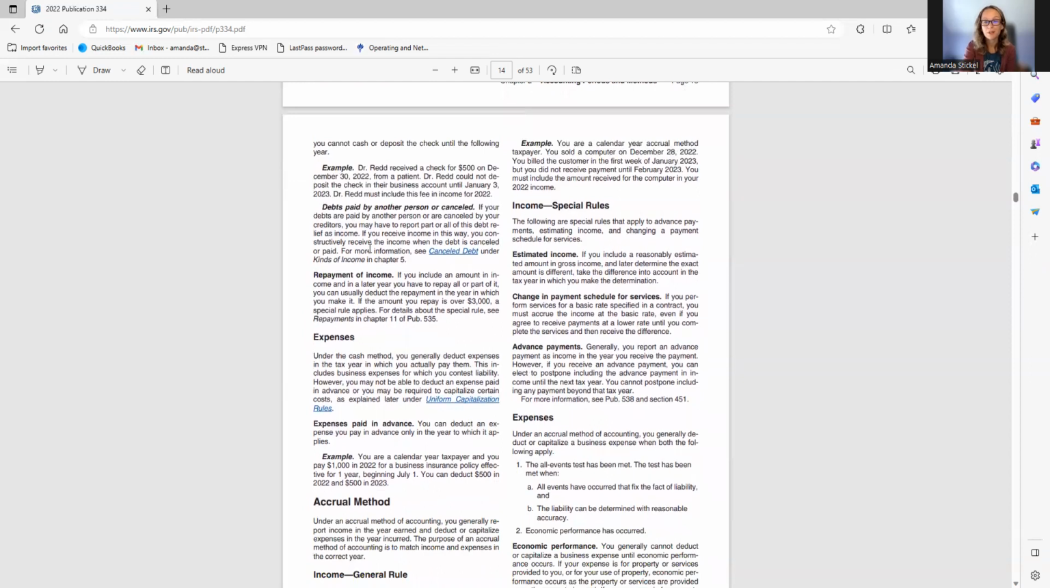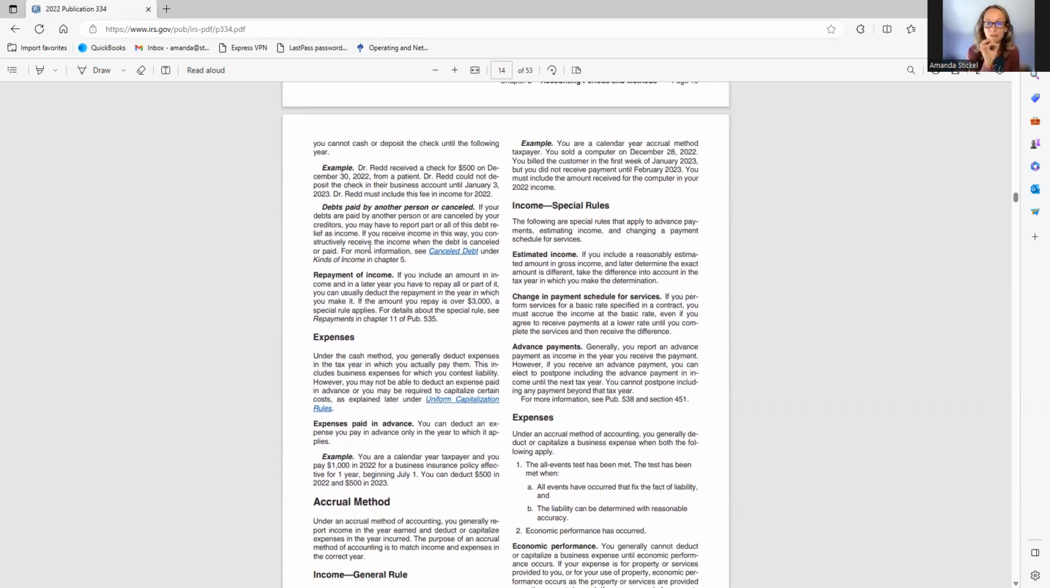They just like to add a bunch of words. I'll explain this if it's not clear in this example. Example, you are a calendar year accrual method taxpayer. You sold a computer on December 28, 2022. You billed the customer in the first week of January 2023, but you did not receive payment until February 2023. You must include the amount received for the computer in your 2022 income. So it kind of explains that.